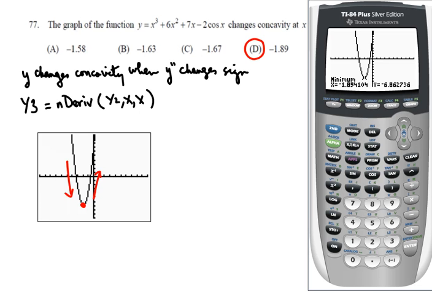Remember, the question asked, where does the original function change concavity? It will change concavity when the first derivative changes from decreasing to increasing. That is at x equals negative 1.89.